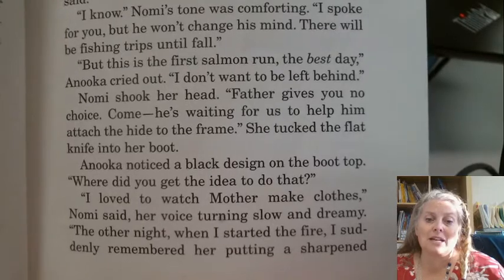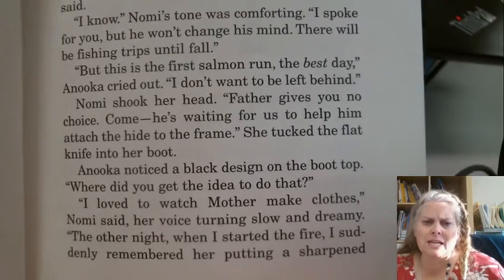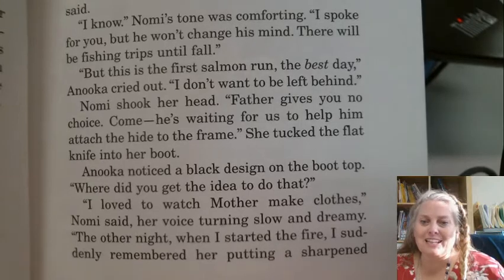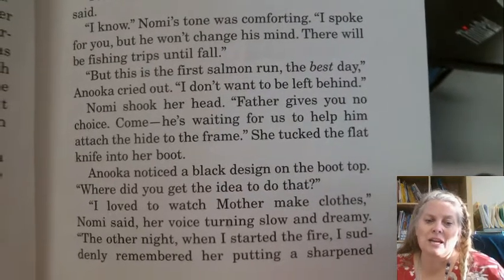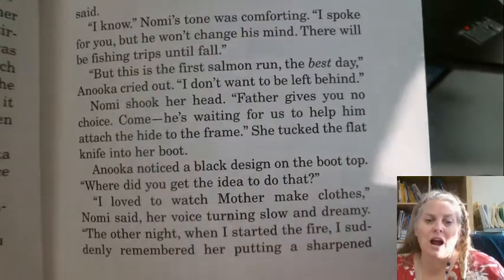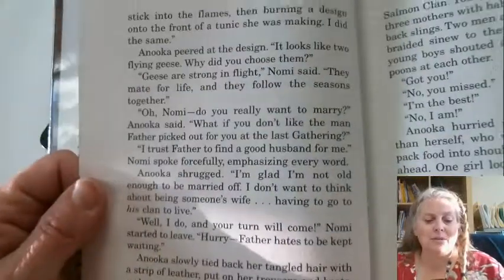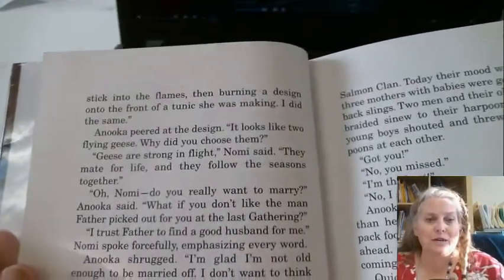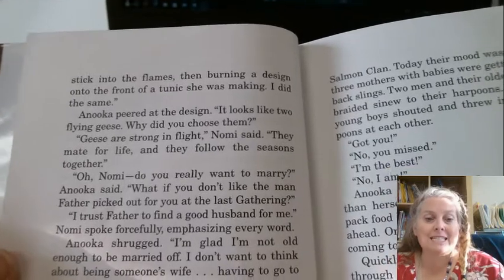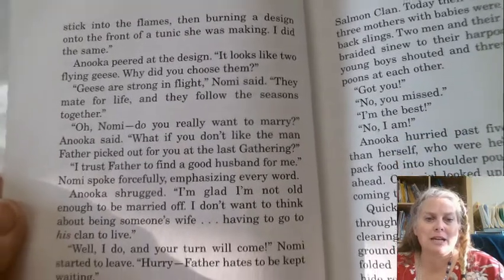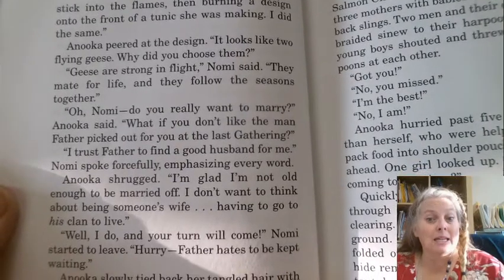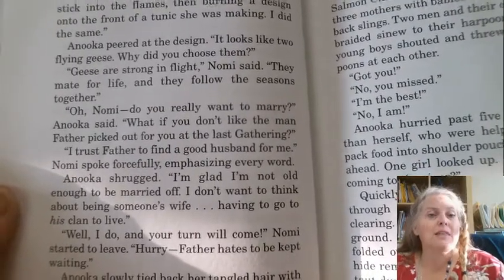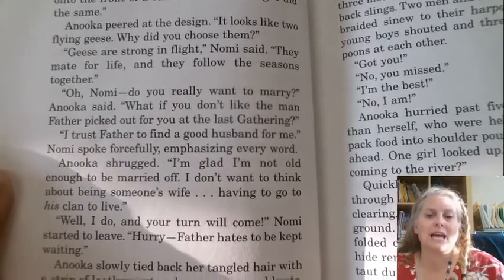Anouka noticed a black design on the boot top. "Where did you get the idea to do that?" "I love to watch Mother make clothes," Nomi said, her voice turning slow and dreamy. "The other night when I started the fire, I suddenly remembered her putting a sharpened stick into the flames, then burning a design into the front of a tunic she was making. I did the same." Anouka peered at the design. "It looks like 2 flying geese. Why did you choose them?" "Geese are strong in flight," Nomi said. "They mate for life and they follow the seasons together."